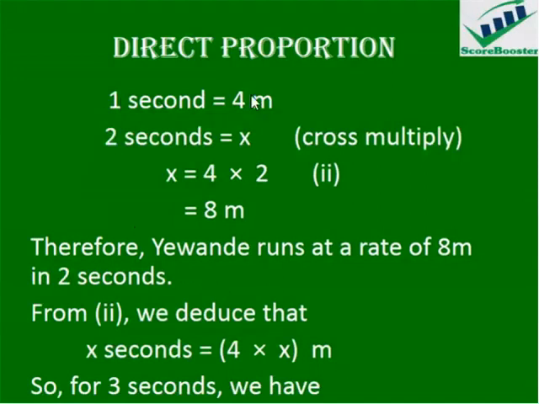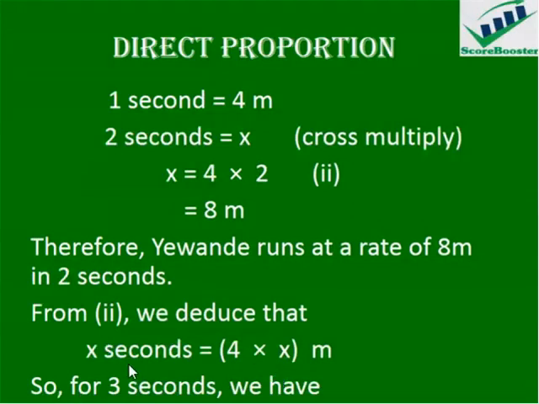For 1 second, it's the same thing as saying 4 multiplied by 1. For 2 seconds, it's 4 multiplied by 2. So for x seconds, it's going to be what? 4 multiplied by x. So that is what we'll keep on using. But that 4 multiplied by x, we have a unit meter. Here we are looking for the number of meters she will run in different seconds.